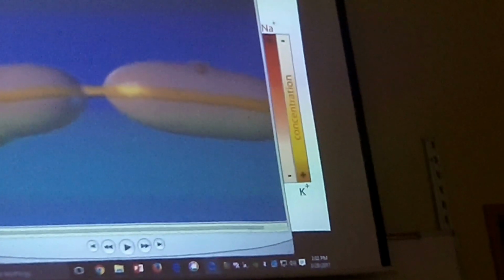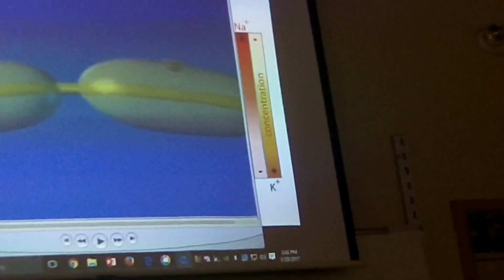Can y'all say node of Ranvier? Wait, all at the same time? Pretty good. Pretty good.